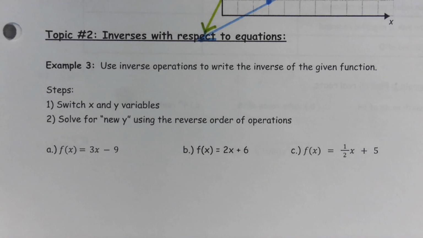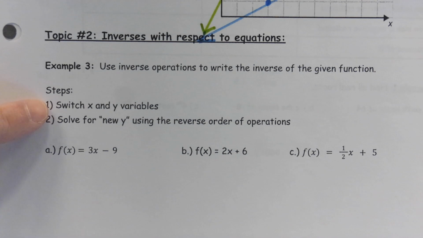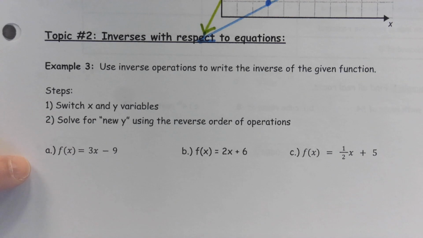Functions today instead of inverses of just points. And it's a little bit trickier, but not much. And we're going to use the skill we did in the warm-up where we need to get y alone. So step 1, there's actually kind of a step 0. So step 1 is switching x and y, but do you see how none of these equations have a y? So let's make the equations have a y.